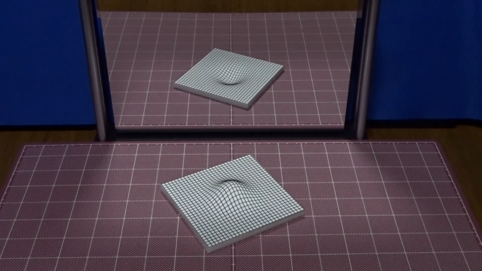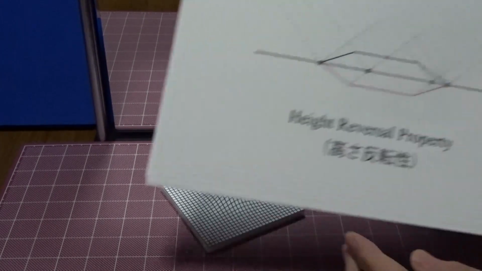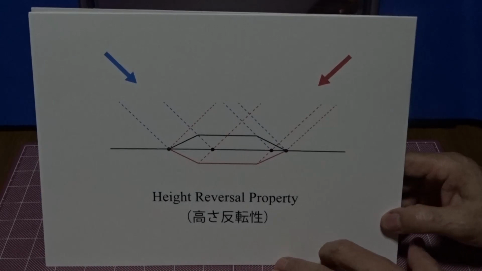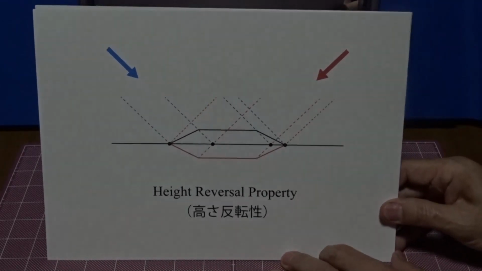So this kind of visual phenomenon is the same as the phenomenon of the garage roof shape. So let's consider this kind of phenomenon in general. This happens in a very general environment.